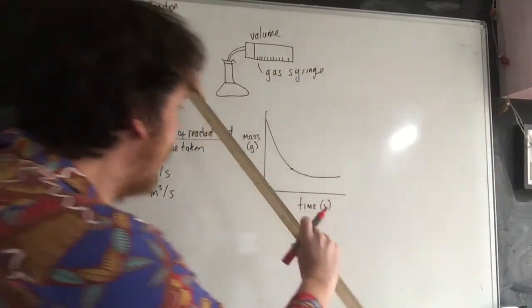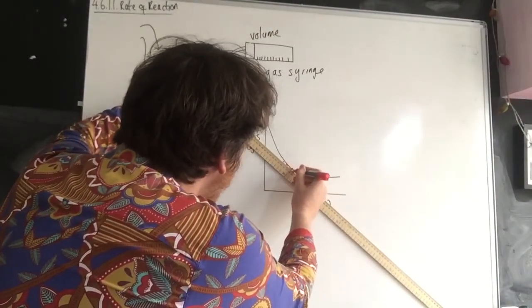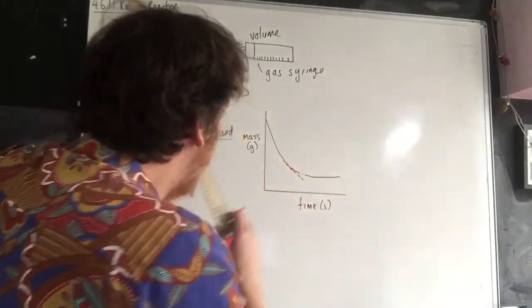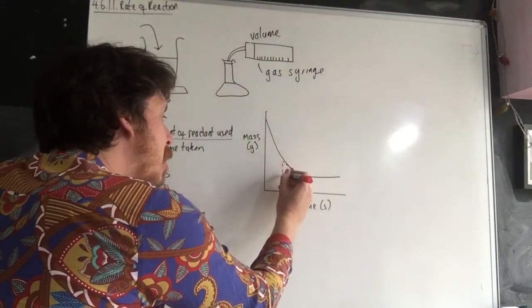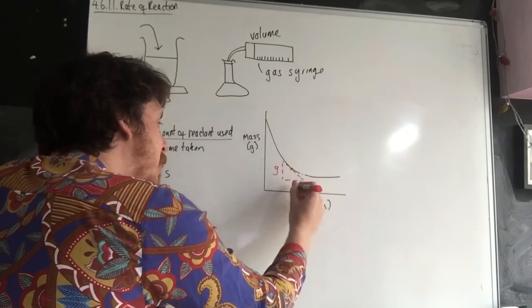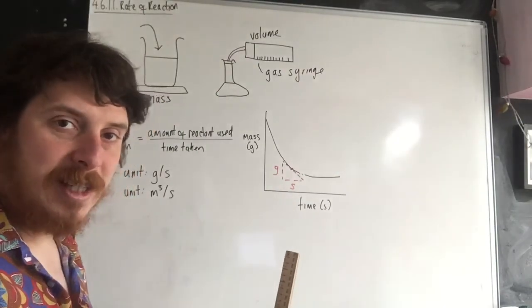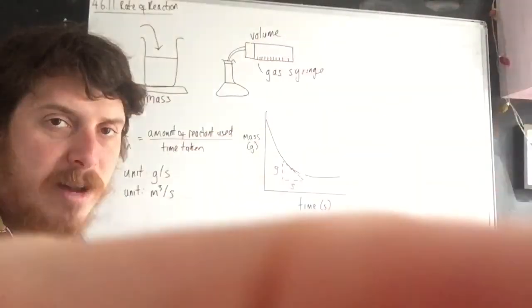so we make sure that the line hugs the curve as best as we possibly can, and then we do a gradient calculation based on that. So that would be grams, that would be seconds, and we calculate grams per second, and that is how we calculate rate of reaction.